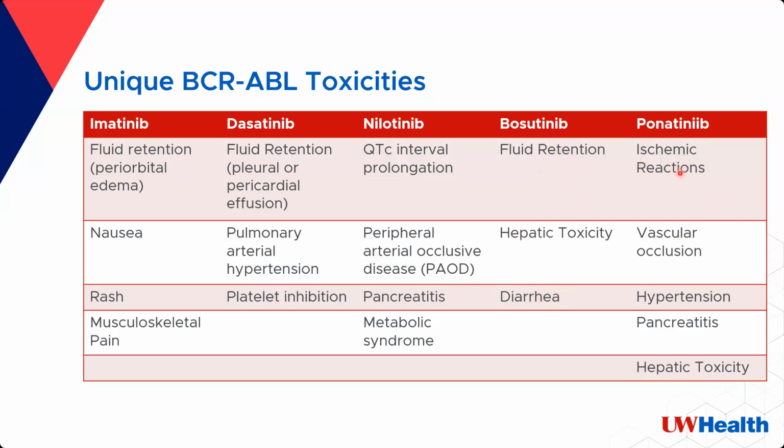And then ponatinib, as a reminder, is our third-generation agent and probably has one of the more potentially serious toxicities. There is a boxed warning for ischemic reactions, arterial occlusive events, and hepatotoxicity. I think it's worth mentioning that at UW, we do have a statin built into our ponatinib-containing plans for cardiovascular risk reduction. Although it's not a package insert recommendation, we have included that in our plans. Hypertension is also another side effect with a fairly high reported incidence of about 30 to 50%. And then ponatinib also has the potential to cause pancreatitis, so we are monitoring lipase with this agent.